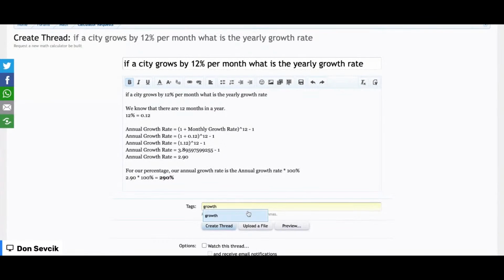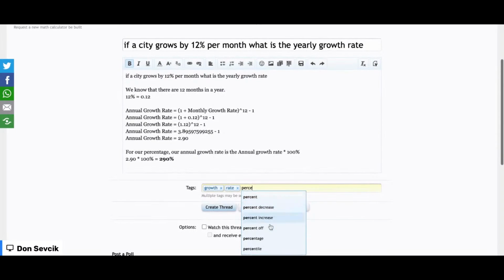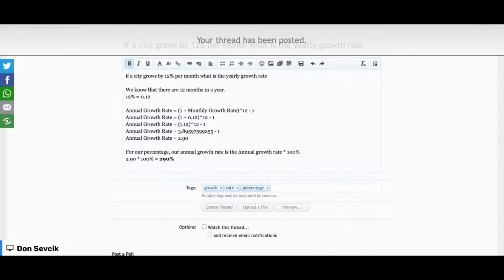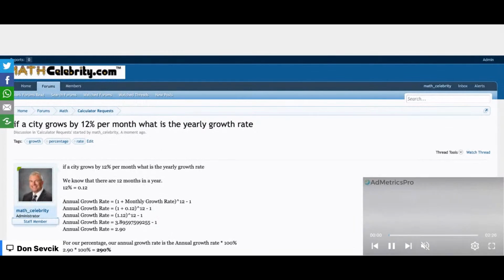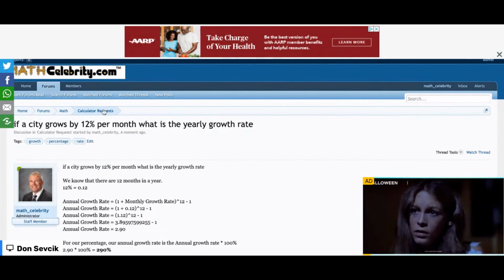So we'll do growth rate percentage, and we are done. All right, a couple left. Knock this one out.